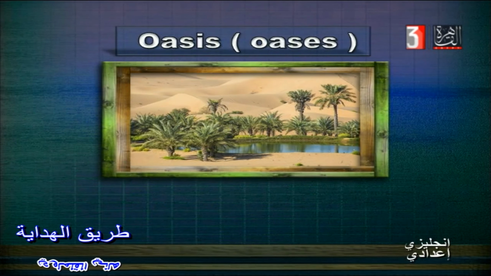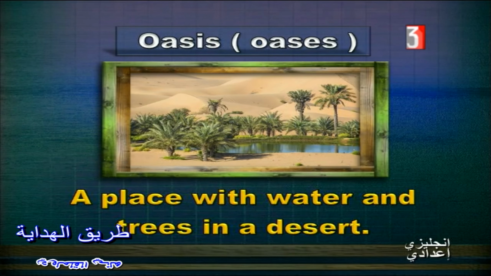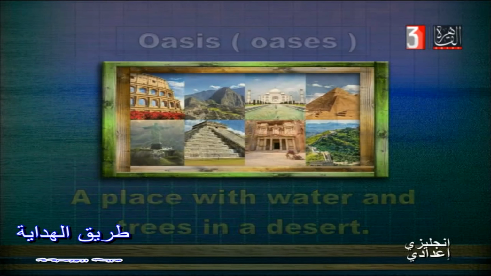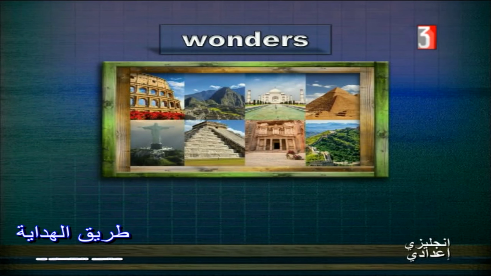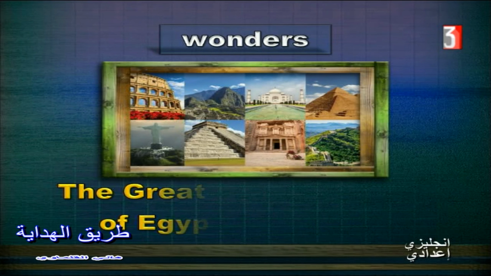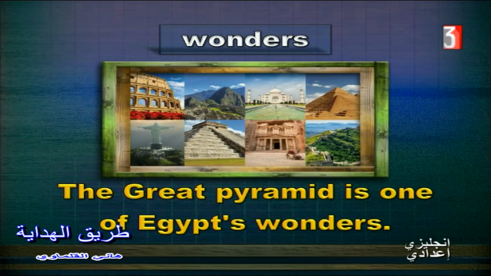We have also here the word oasis. As you see, it's in the middle of the desert, and we have trees and water. The plural of the word oasis is oases. An oasis is a place with water and trees in a desert, like Kharga oasis or Siwa oasis. We have here the word wonders. Like the Great Pyramid, as we said, the Great Pyramid is one of Egypt's wonders. Yes, it's a tourist attraction.